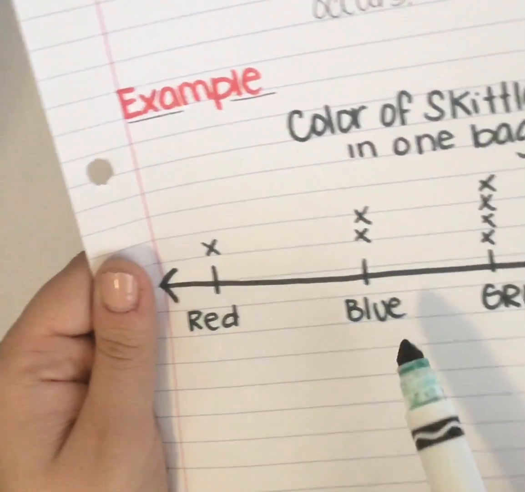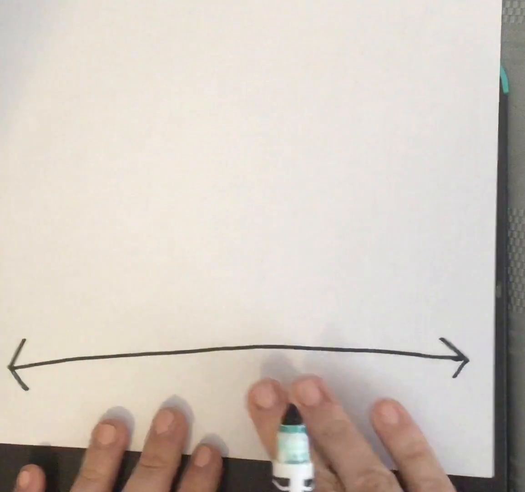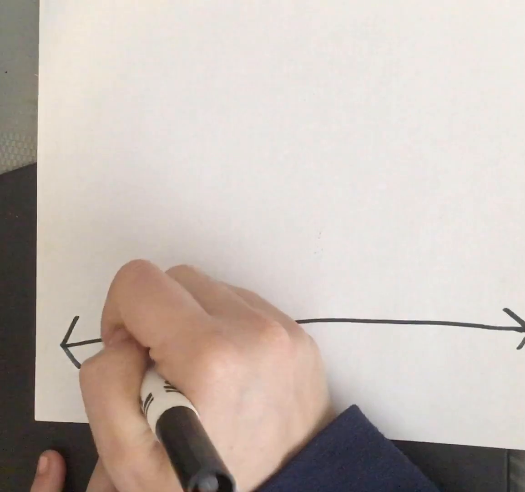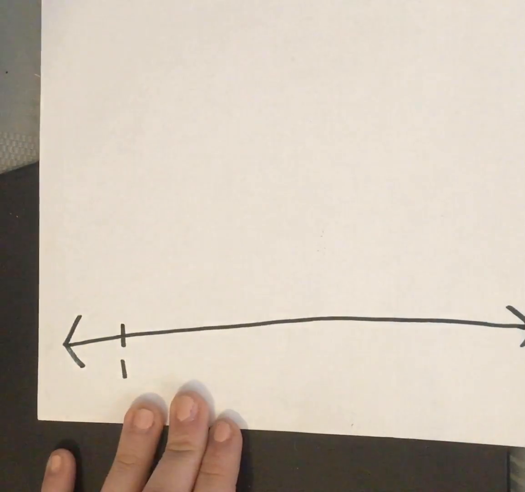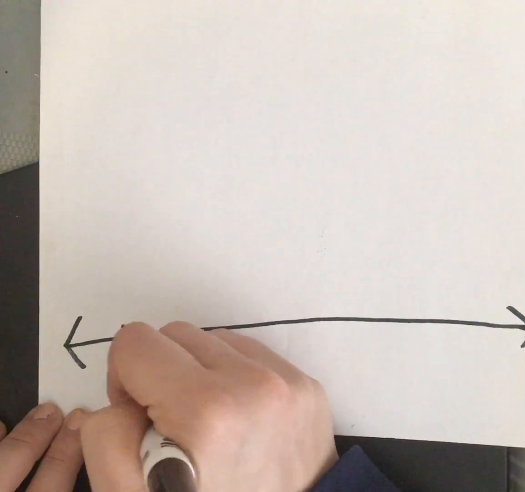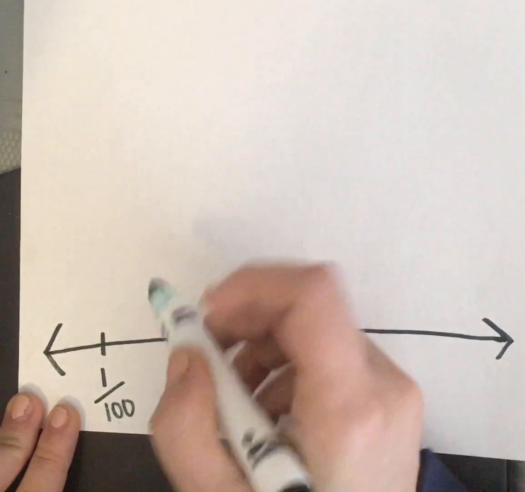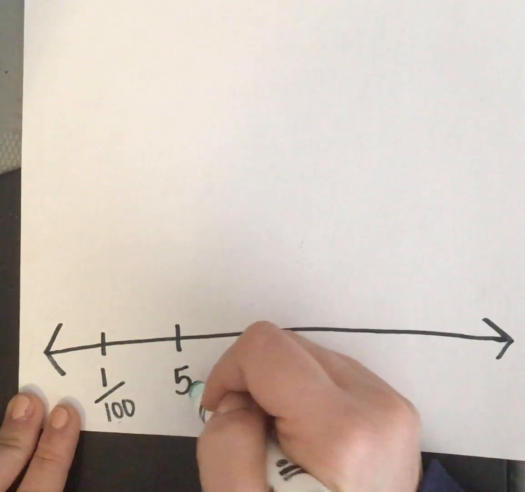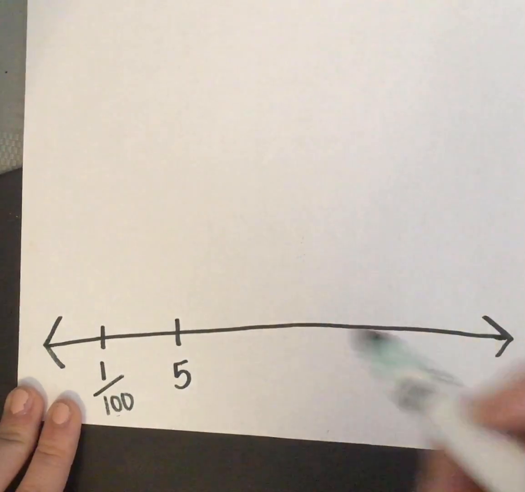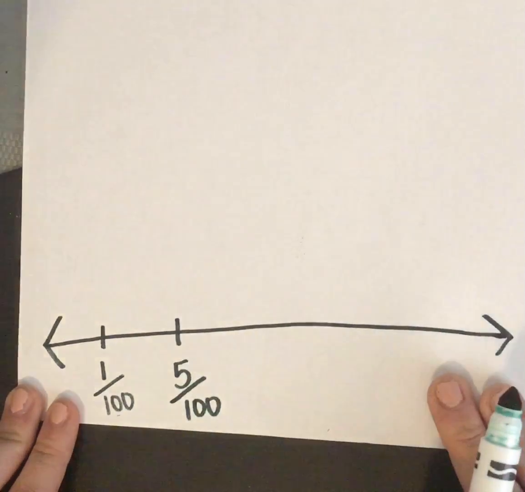In the first example, they had categories of color. So it depends on what you're measuring. Since I'm measuring coins, I'm going to start by saying 1 for the penny, because I know that a penny is equal to 1/100th of a dollar. I am going to go with the nickel next, and a nickel's worth 5 cents. And I'm going to say it's 5 out of 100.